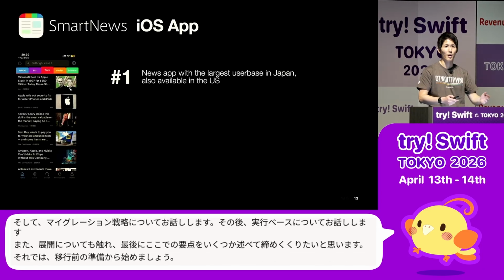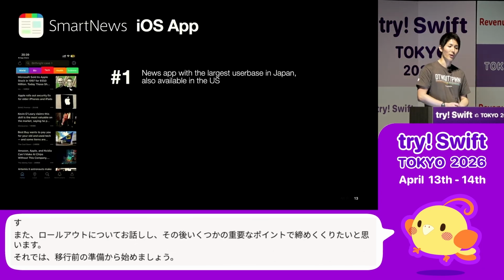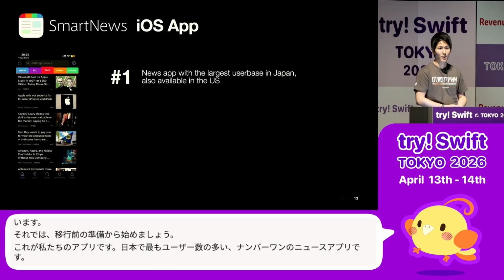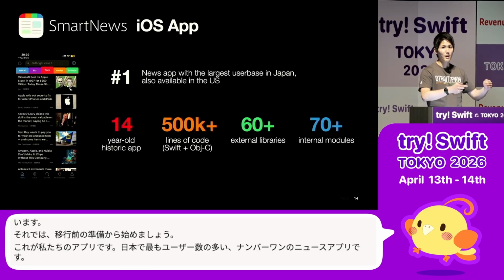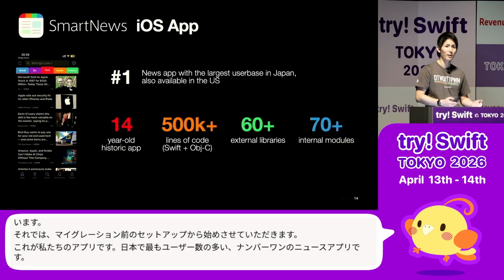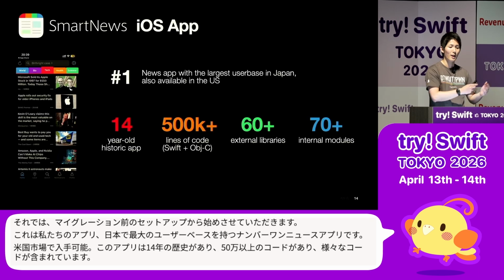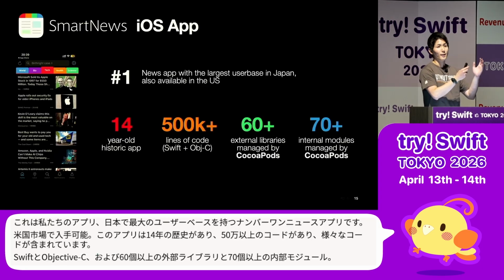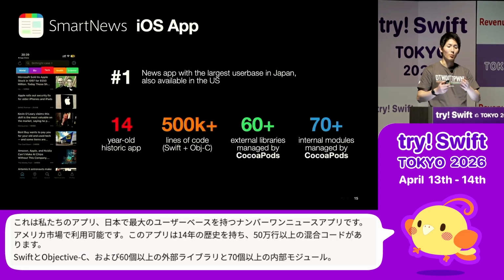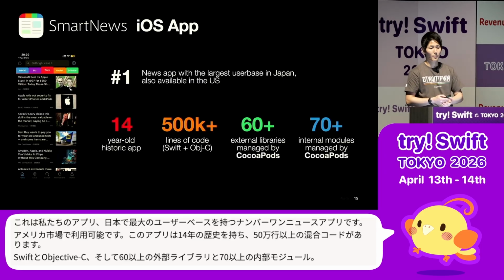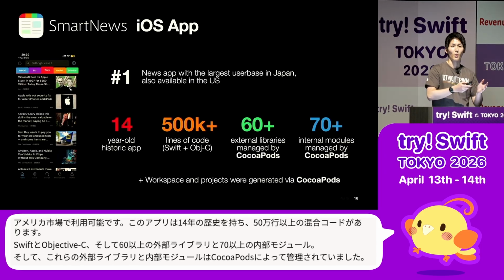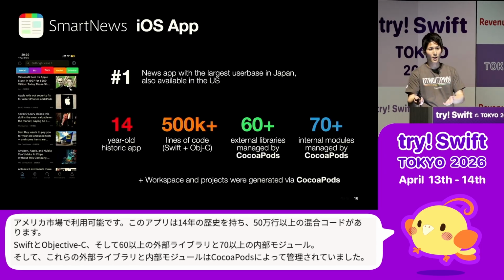This is our app, Smartnews iOS app, the #1 news app with the largest user base in Japan, also available in the US market. And this app has the 14-year-old history and 500,000 more lines of code with mixed Swift and Objective-C, and 60 or more external libraries and 70 or more internal modules. And these external libraries and internal modules were managed by CocoaPods. Also, the workspace and the projects were generated via CocoaPods.